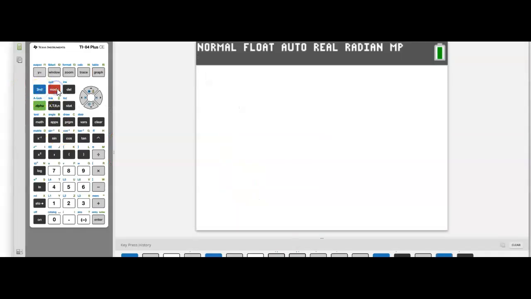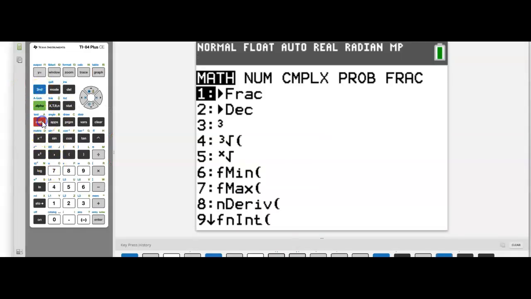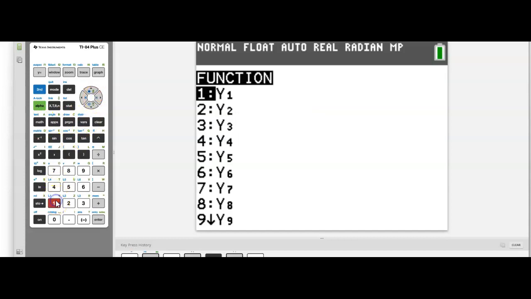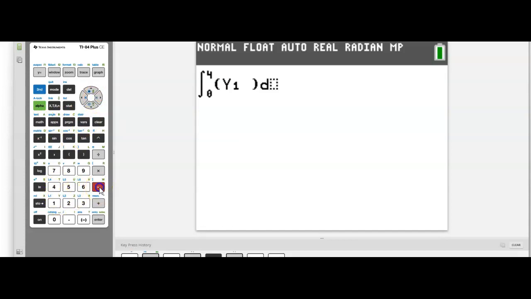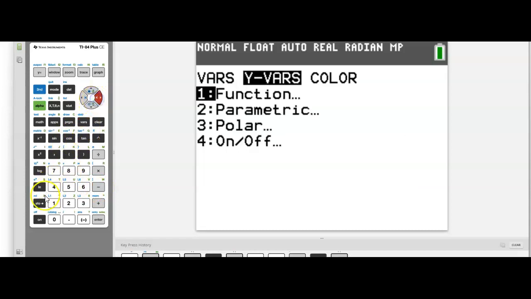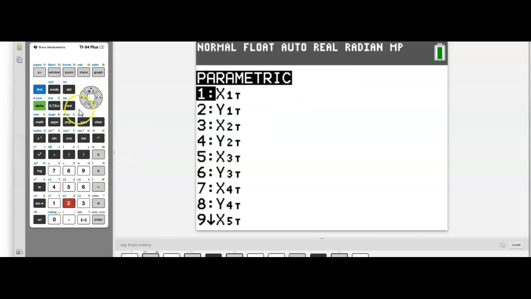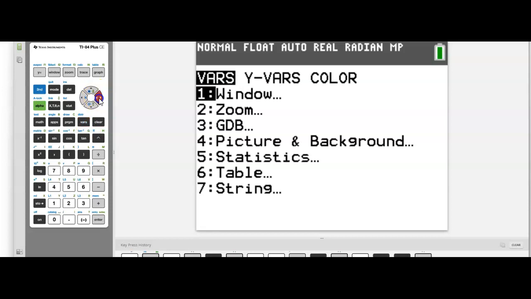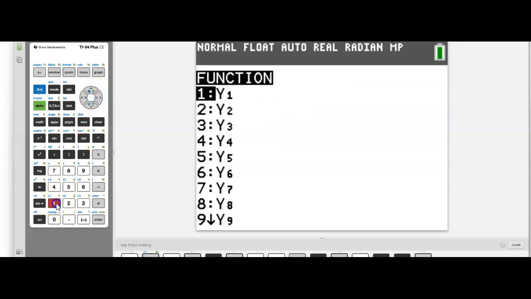All right, so let's get back to our home screen, and I'm going to push math. I'm going to do 9. I'm going to do 0 to 4, and I'm going to put my function in there. So that'll be bars y1 minus y2. Now I should have put, oh, that's not the right thing. I should have put absolute value bars. Maybe I'll get lucky and still get the right answer.